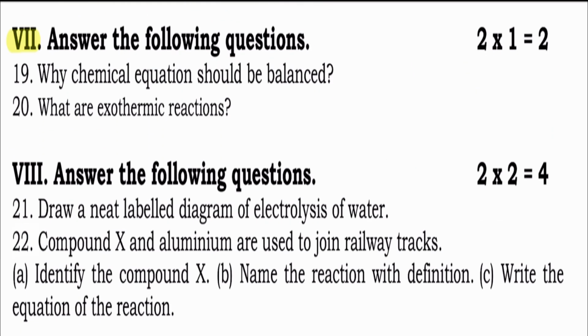Next main, answer the following questions. Question number 19. Why chemical equations should be balanced? For the conservation of mass, for accurate representation, for stoichiometric calculations, and to predict the behavior. Okay. Next question, 20th. What are exothermic reactions? Exothermic reactions are chemical reactions that release energy, usually in the form of heat, to the surroundings.